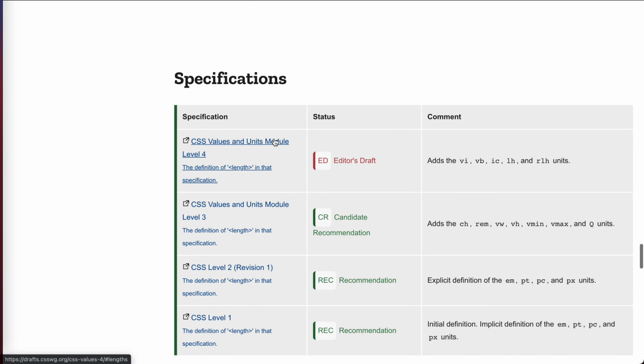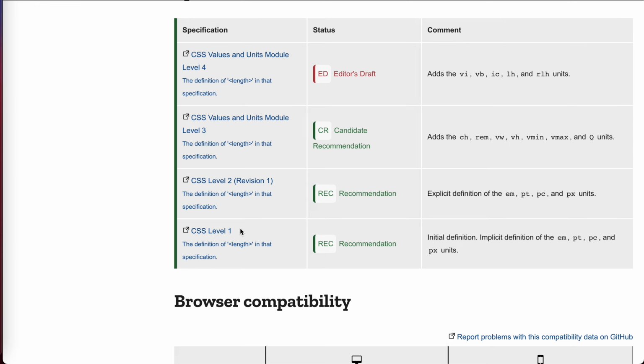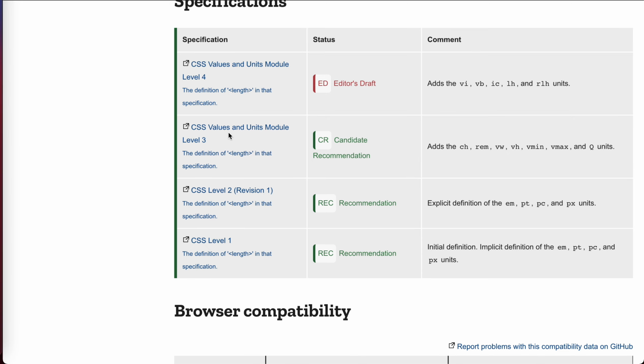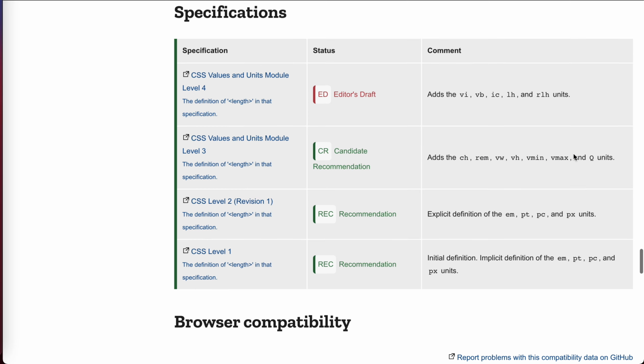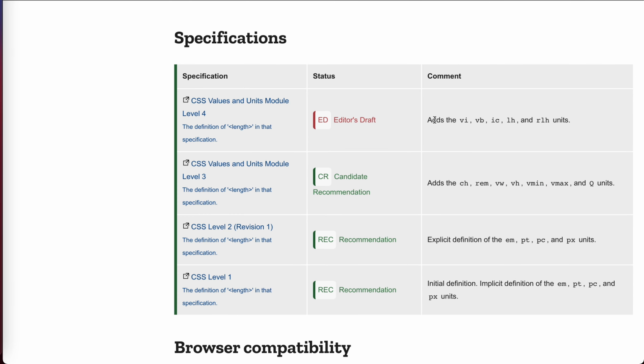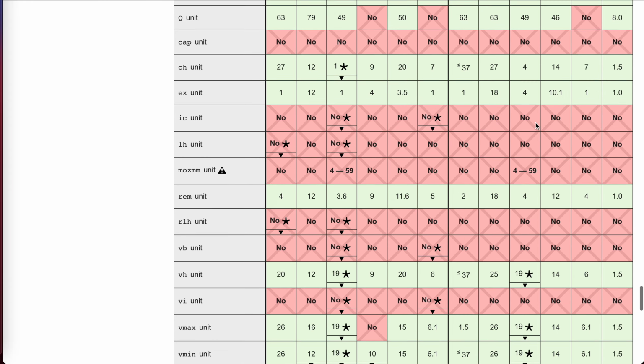Okay, these are the units added in different CSS versions. The first version had only EM, PT, pica, and pixel, and in level 2 we added explicit definitions. In level 3 we added REM, VW, VH, which are pretty commonly used these days, and now in the draft, they plan to add VI, line height, root line height and so on.